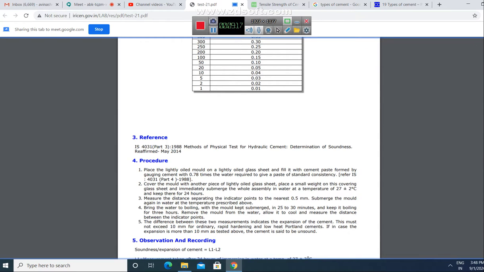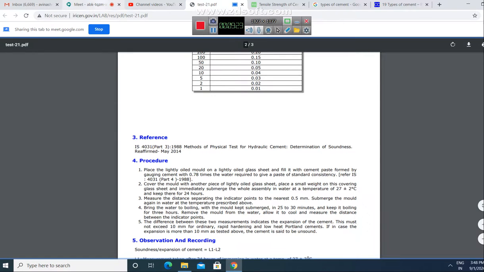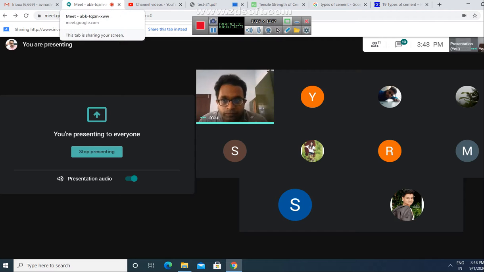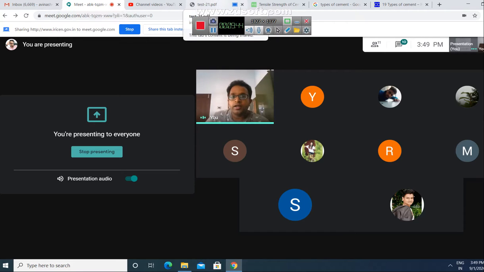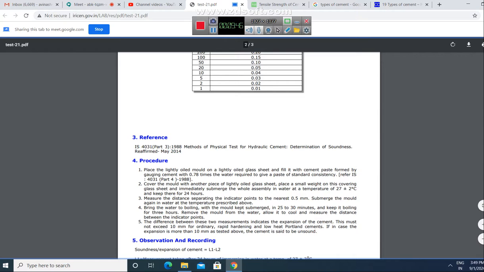you make a cement paste. The cement paste is made with 0.78 P water content, where P, as I told you when we were discussing standard consistency, is a measure of water content. So 0.78 times the water required for standard consistency of cement. Cement plus 0.78 P water you mix together to form a cement paste.